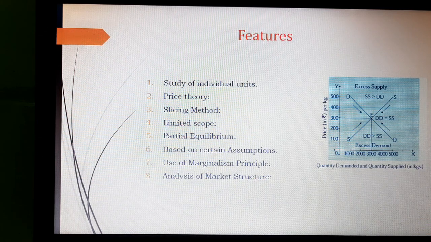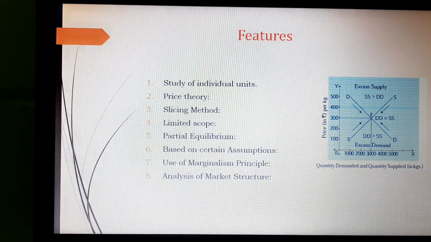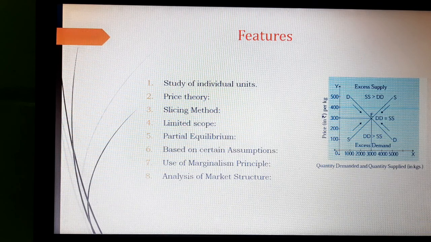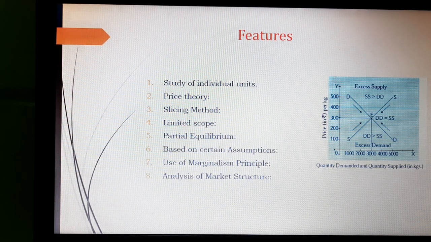Fourth feature of microeconomics, limited scope. Yes, in the conclusion part of scope and subject matter of microeconomics, we saw that microeconomics studies individual economic units. It does not study the economic variables which are applicable to the entire economy. So when we talk about different problems of economy like poverty, unemployment, all these things will not come under the study of microeconomics. So the scope of microeconomics is limited.